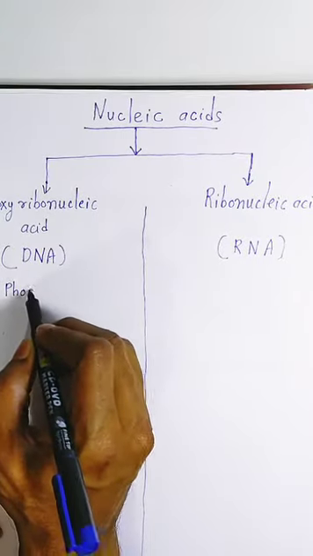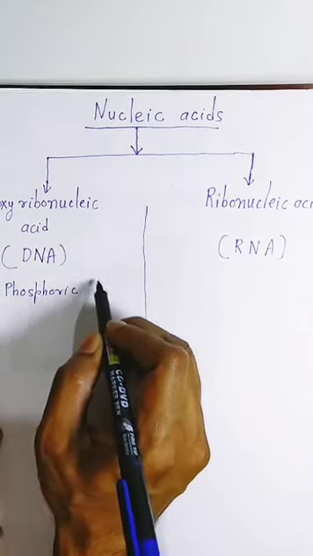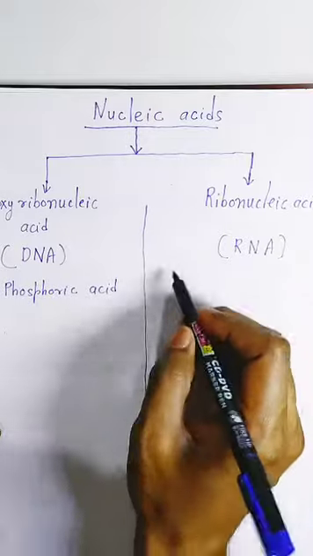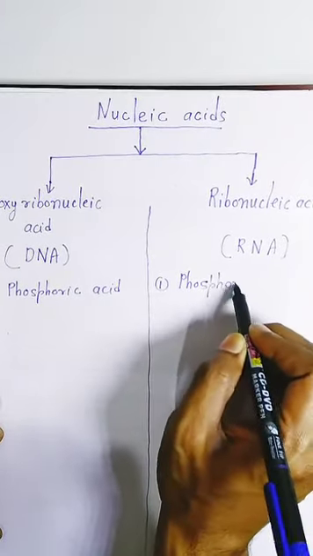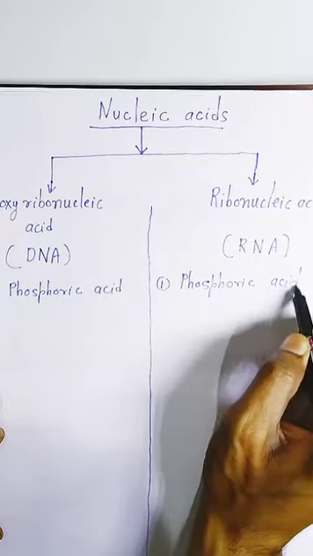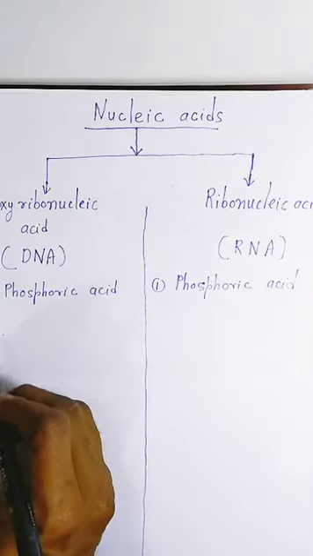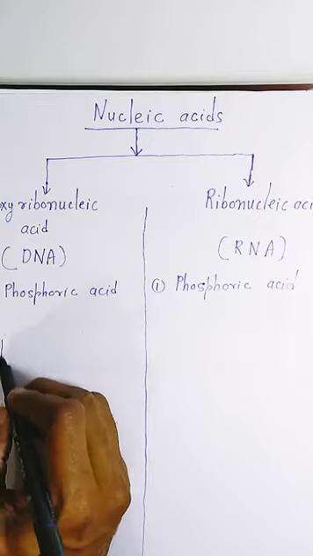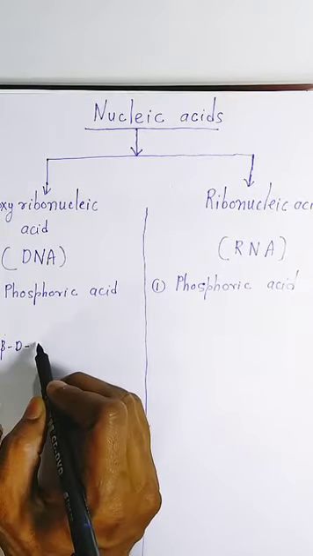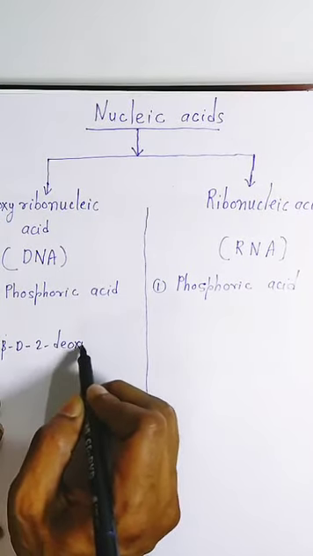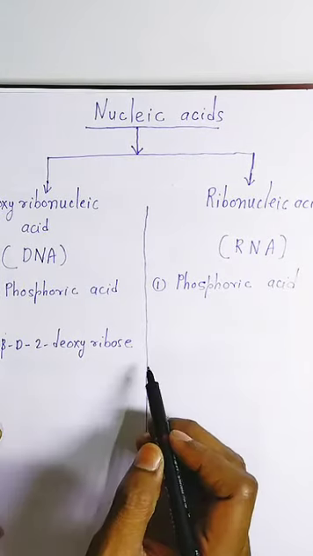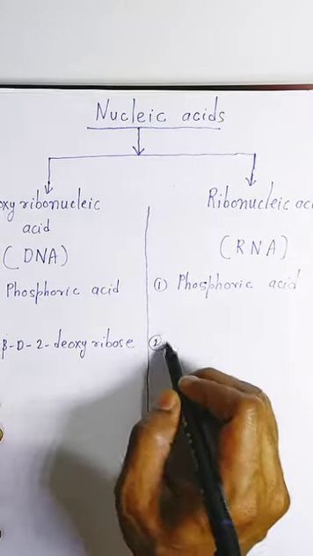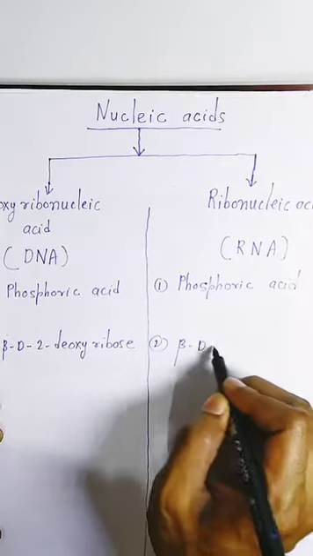Now students, when you see DNA, it is made up of phosphoric acid. RNA is also made up of phosphoric acid. DNA has the sugar beta-D-2-deoxyribose, which is in furan ring form. RNA has the sugar beta-D-ribose.